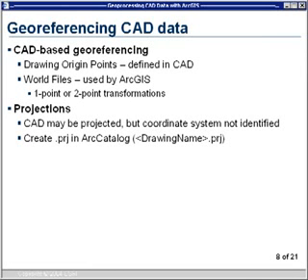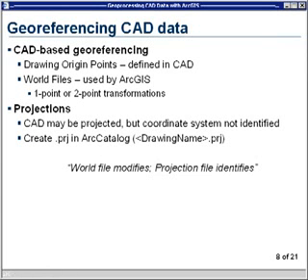So to restate this, the relationship between these two things is that where you have CAD data that is not georeferenced, you need a world file to transform that data. Where you have a CAD source that is projected, all you need to do is identify what that projection system is using a .prj file.